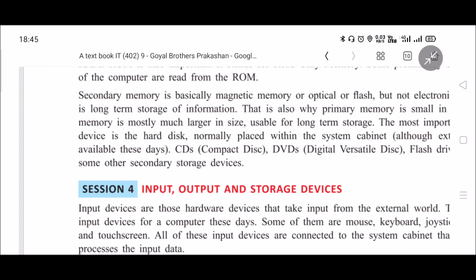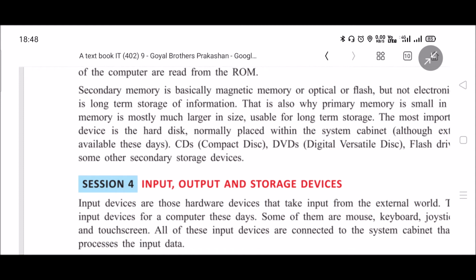It is long-term storage of information. That is also why, unlike primary memory, which is small, secondary memory is mostly much larger in size, usable for long-term storage. Some examples of secondary storage memory are hard disk, CDs, DVDs, even the pen drives we are using, that is a flash drive, or some other storage device. They all are examples of secondary memory.